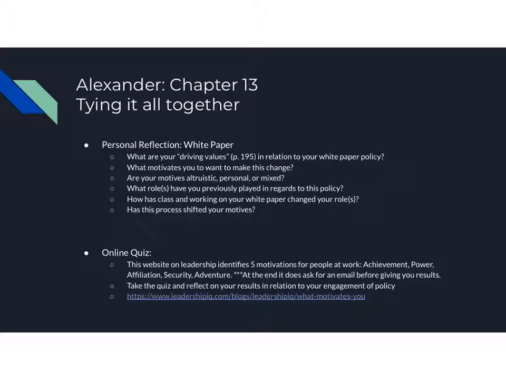What are my driving values to why I'm interested in the policy that I want to address through my group's white paper. And so I kind of started to think about then, well, what is motivating me to make that change? And are my motives altruistic, personal, or mixed? And this is where I really started to think about the other reflection question of, is it possible to be one or the other, or is it always going to be some form of mixed, and whatever that ratio looks like?